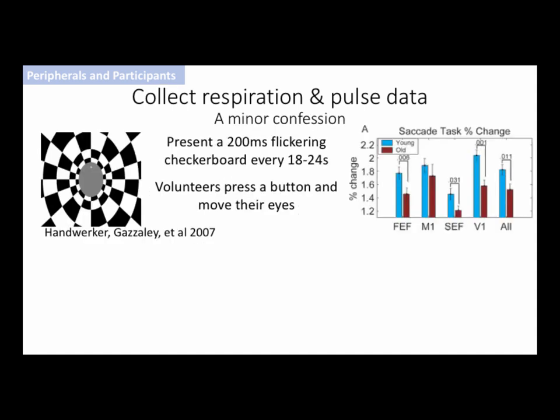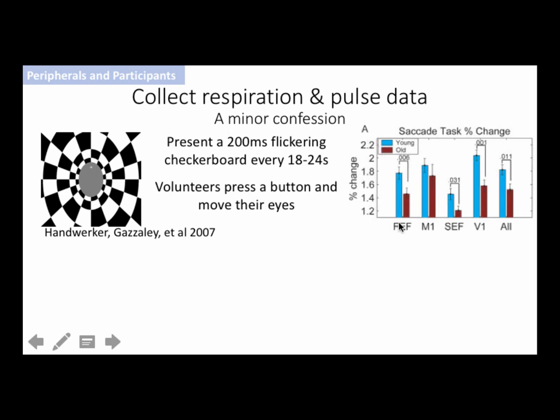Here's another example, which I'll call a minor confession. This is from my dissertation, where I had this lovely study that I published, which was a flashing checkerboard. Every 18 to 24 seconds, for 200 milliseconds, a flickering checkerboard appeared on the screen. Volunteers had to press a button and move their eyes.